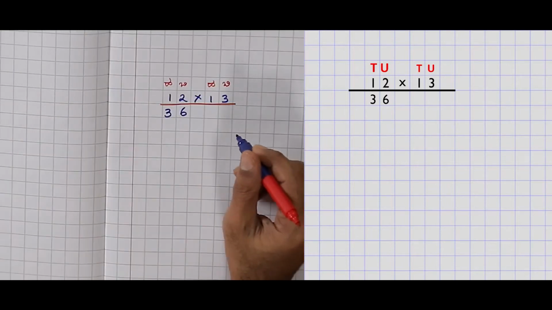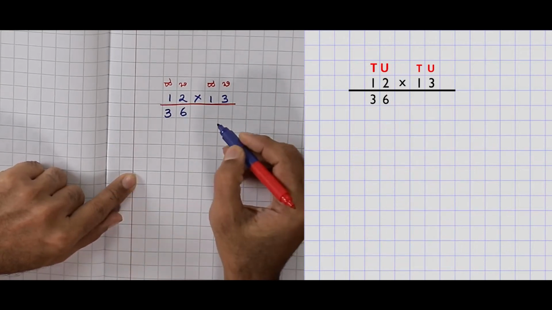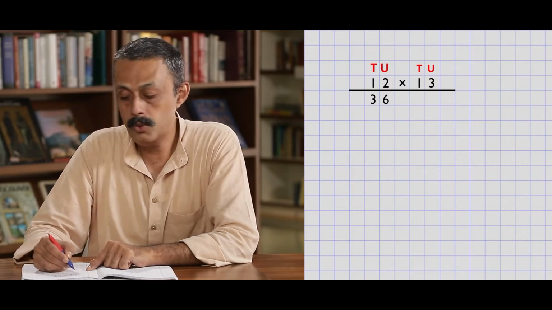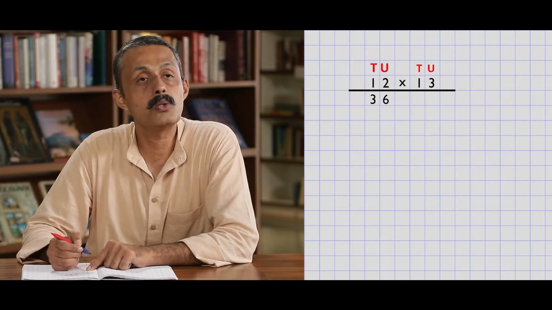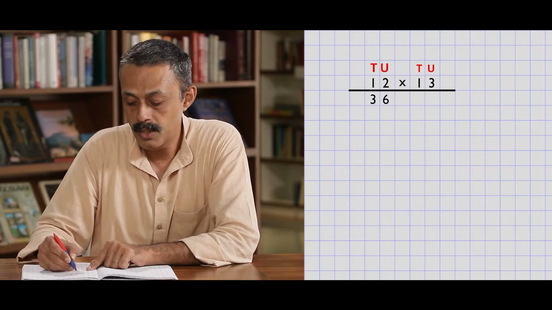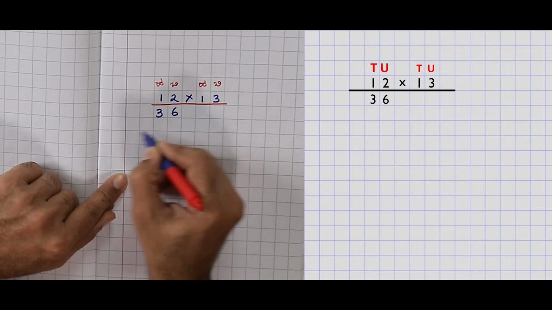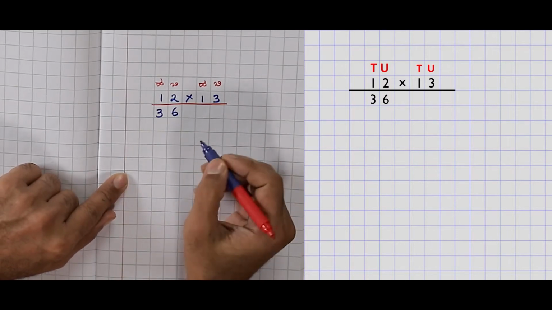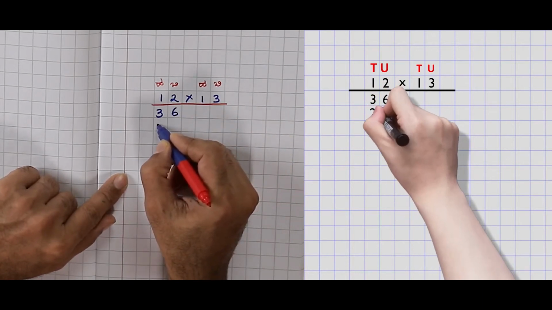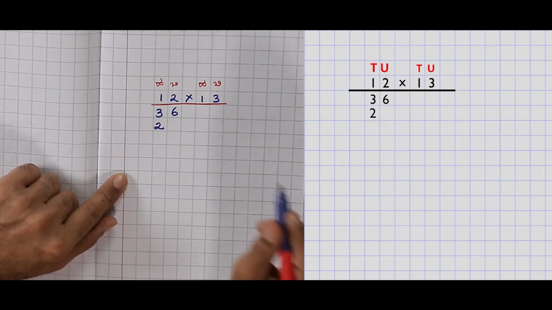Now I will multiply from the tens position to the units position. So I can say 1 into 2, or 10 into 2, that is 20. When we normally do multiplication, we just say 1 2s are 2. But where do we write this 2? Here or somewhere down here? Normally we say we have to write it here. Why should we write it here? We need to think about this.